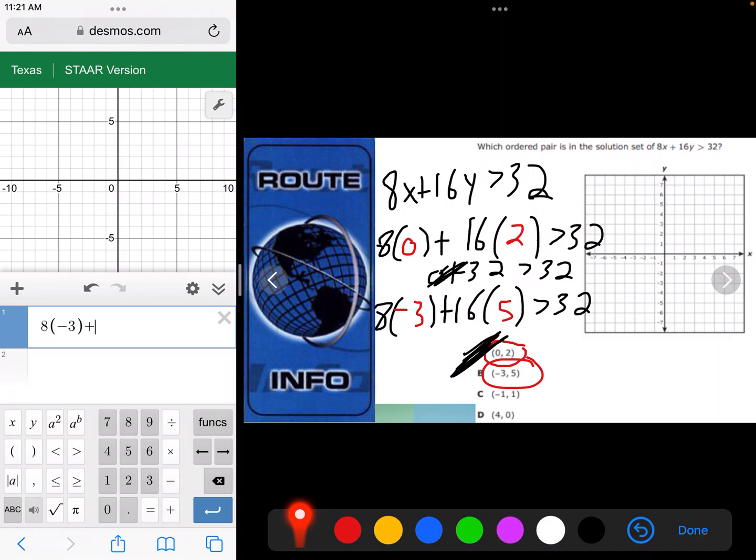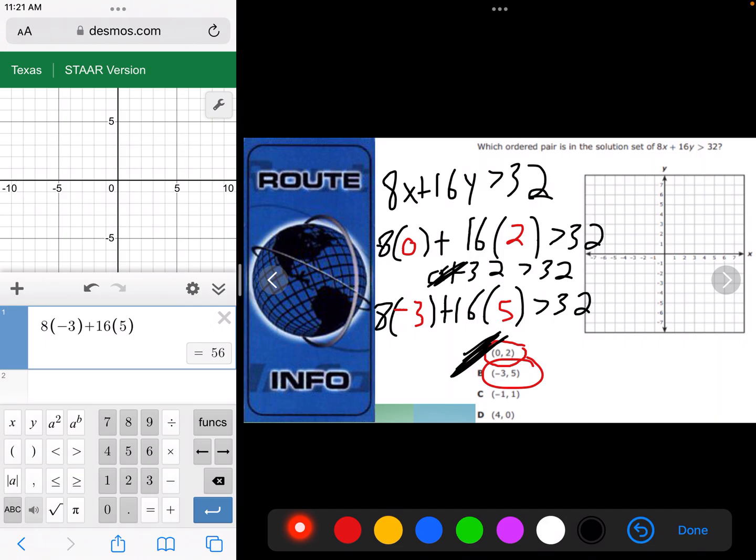So the next one would be 8 times, I'm going to go ahead and write all this so I don't have to switch colors as quickly. Okay, the next one is -3 and 5. Now, let me show you what you can do in Desmos a little bit easier. Instead of doing this by hand and multiplying, you can just type in that one side.